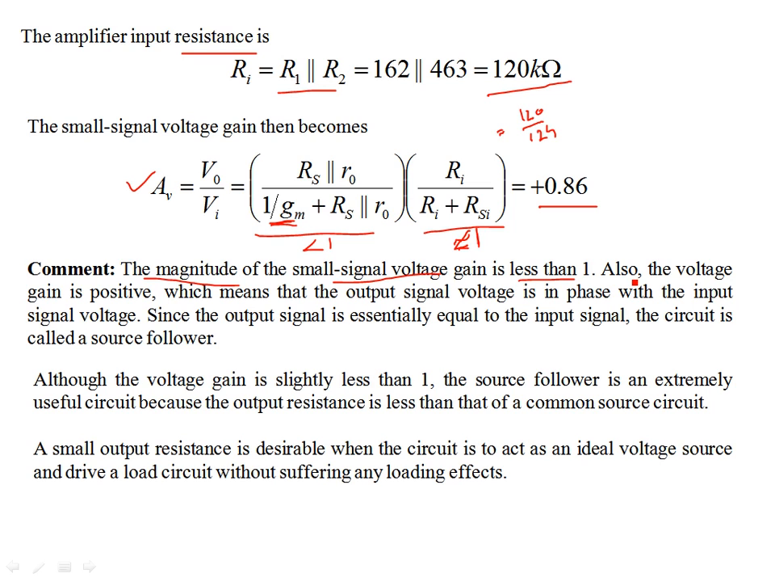You can see that the magnitude of the small signal voltage gain in this example is less than 1. Also, the voltage gain is positive, which means that the output signal voltage is in phase with the input signal voltage, which was not the case in the common source configuration. There you have a negative gain. Even with PMOS and NMOS, the voltage gain was always negative, which means there was a phase reversal between input and output voltage signals in the common source configurations.